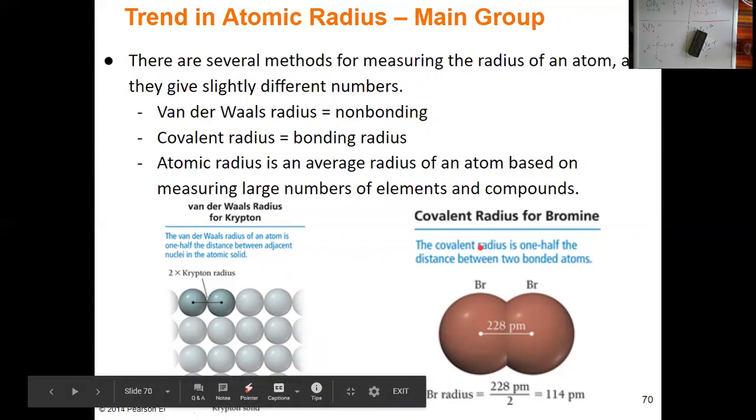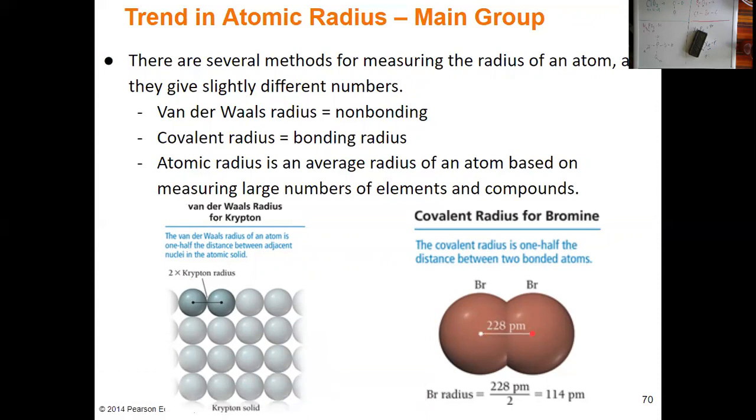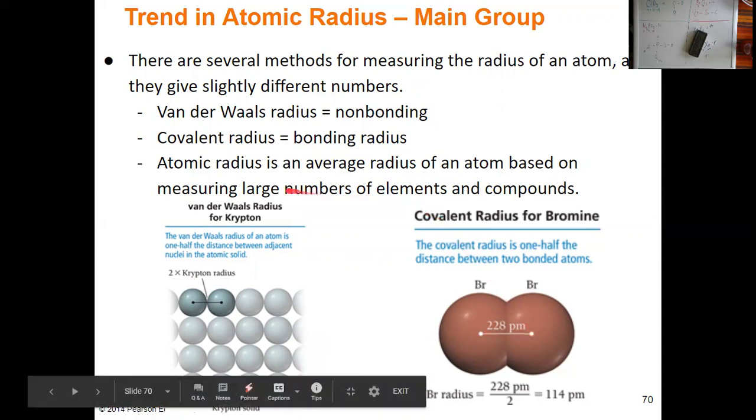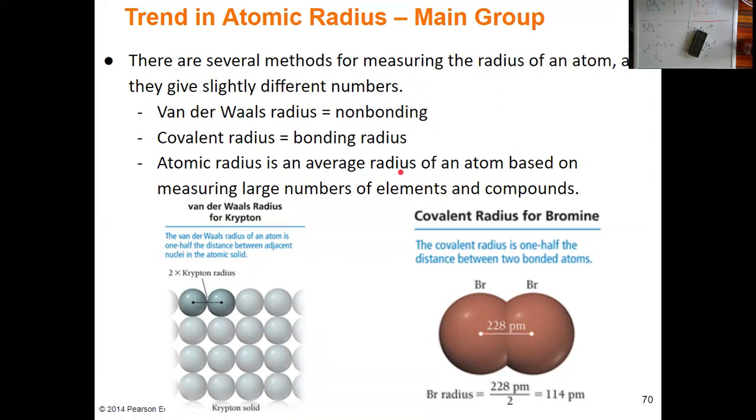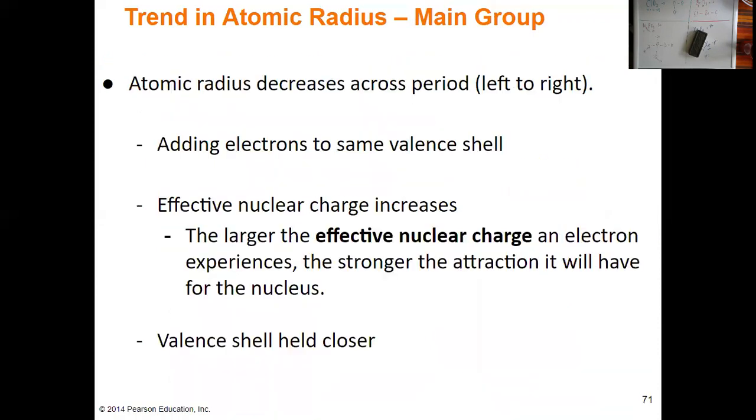Our other factor is going to be the covalent radius, and that's the bonding radius. So that's, for example, the chemical bond length between two bromine atoms. That is the covalent radius. So when we take atomic radius values, we're going to be taking average radius values of atoms. This is based on many measurements over many elements and many compounds, so that we can get numbers that are consistent and applicable on a large scale.